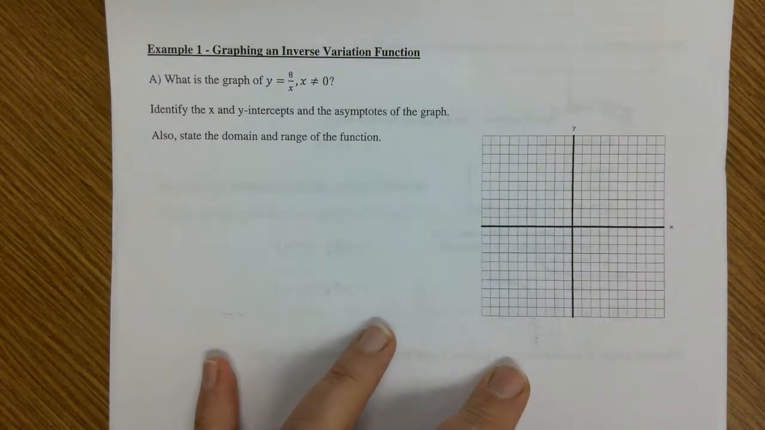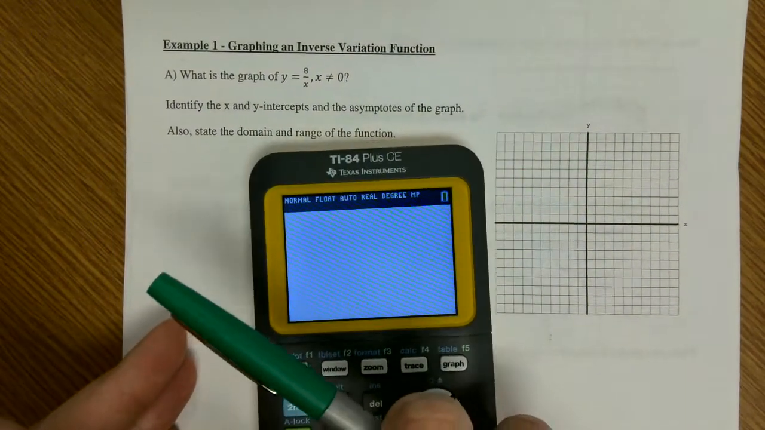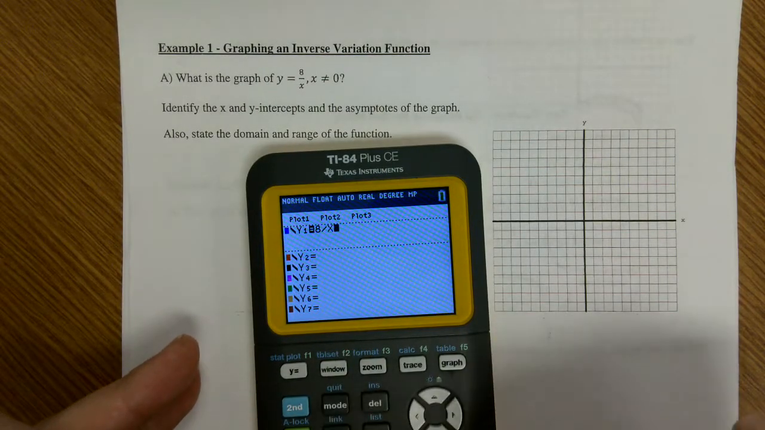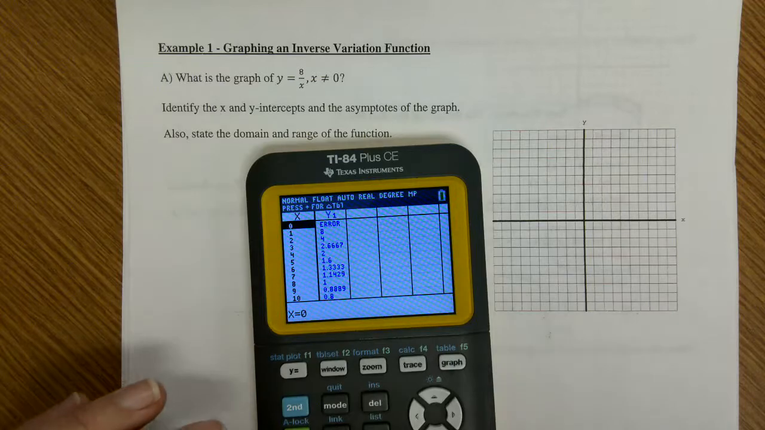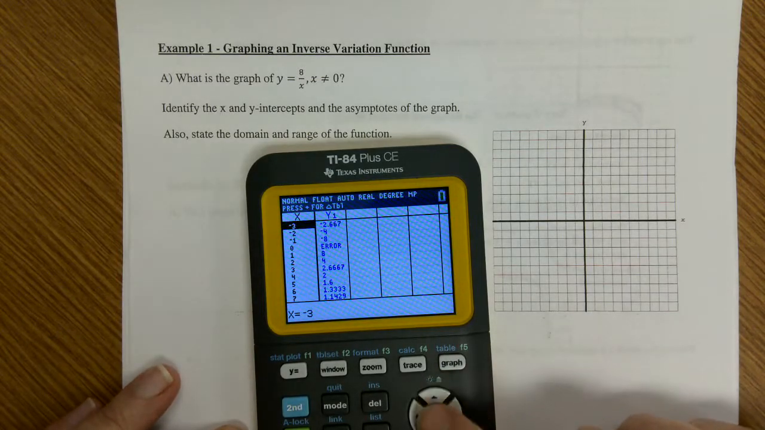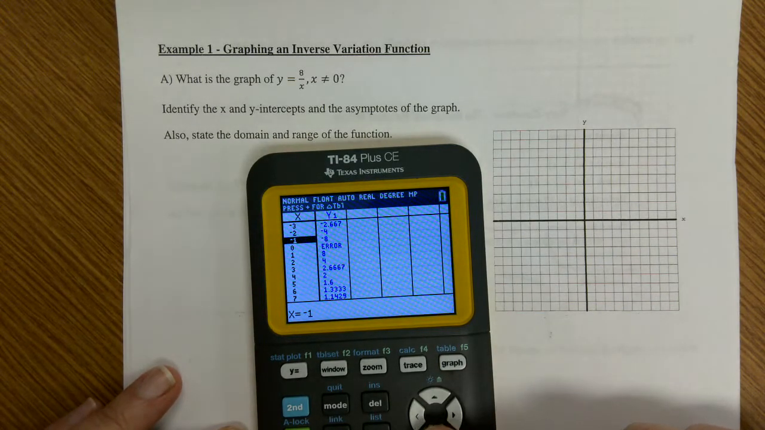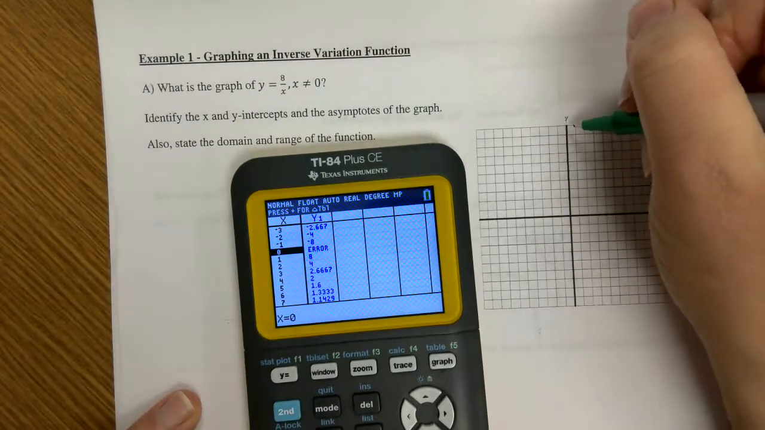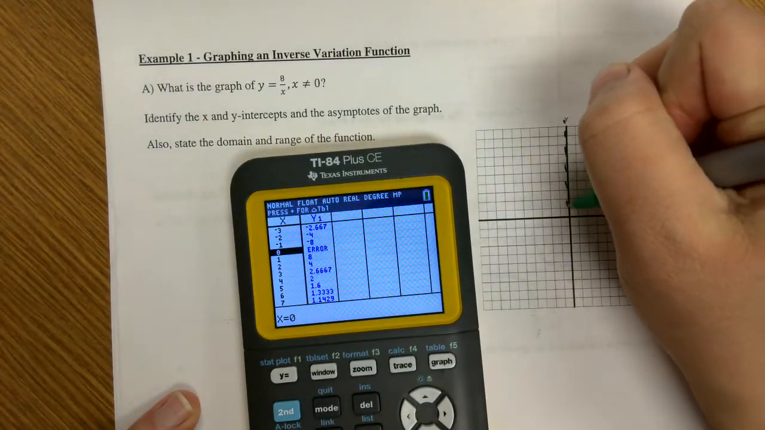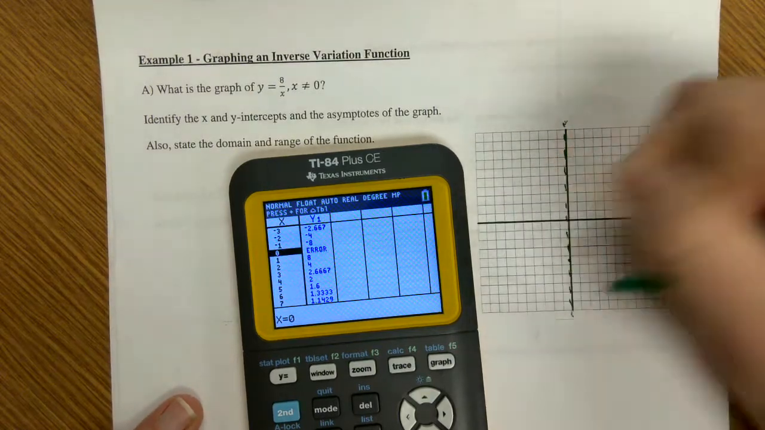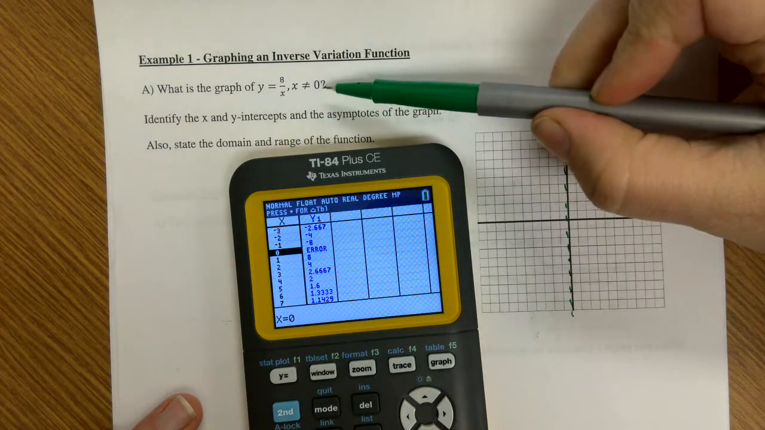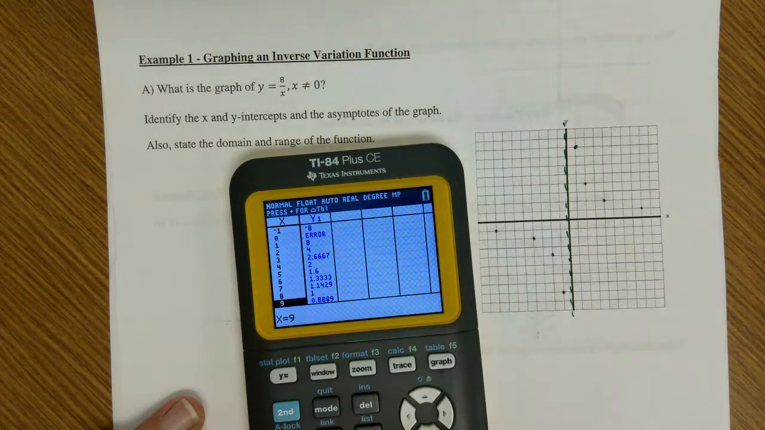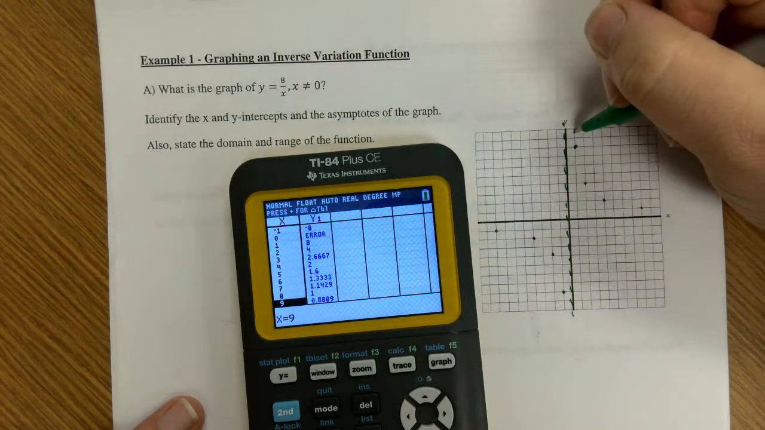So if I'm going to graph this, again, I can put this into my graphing calculator. Y equals, clear that out, 8 divided by x. I'm going to go to my table. Look, I have an error there. And so I can't have 0, because x can't equal 0. If you have 0 there, then that would be a no. So if I plot these points right here and then draw this.